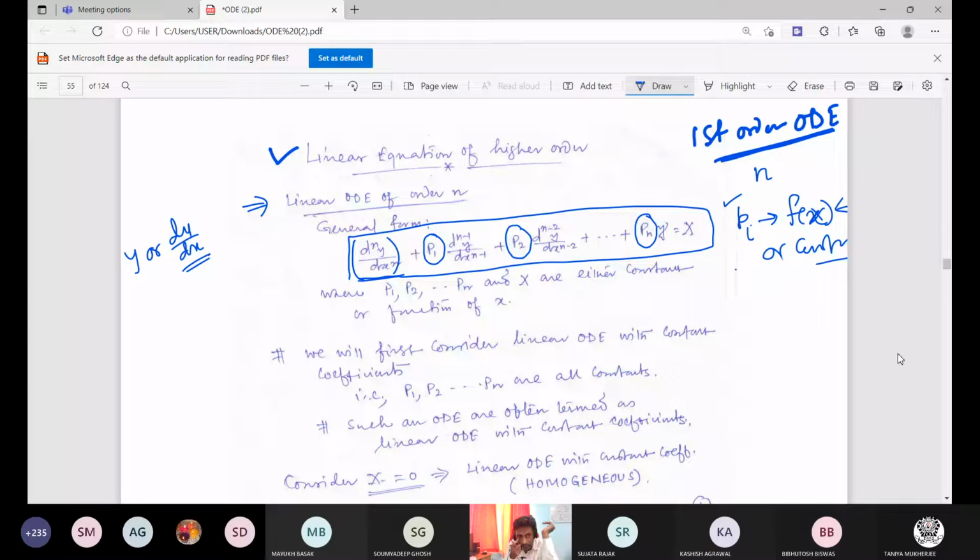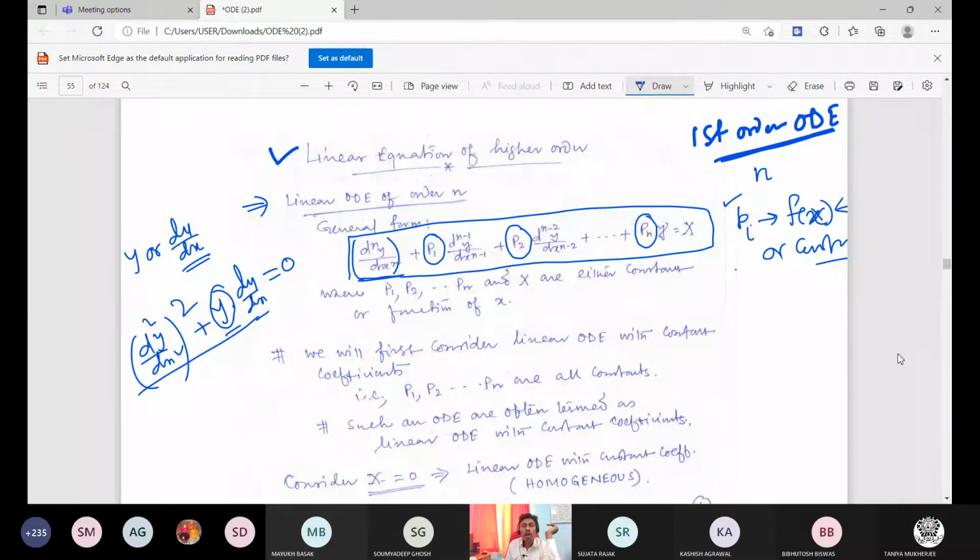When will it be nonlinear? One possibility is that P1, P2, Pn may be functions of y or its derivatives of any order. Or say you are considering a differential equation of this form: d2y/dx2 squared, so the power is not 1, plus y into dy/dx. In the second term you have y into dy/dx, so the coefficient is a function of y. These kinds of differential equations are known as nonlinear.